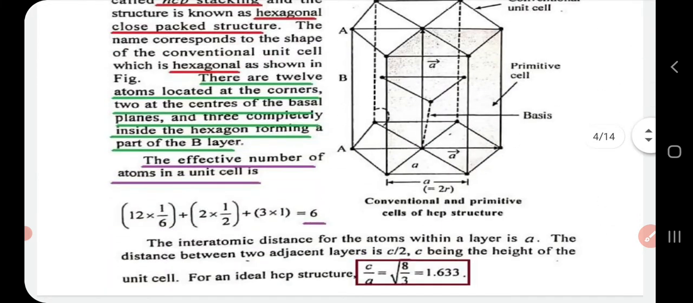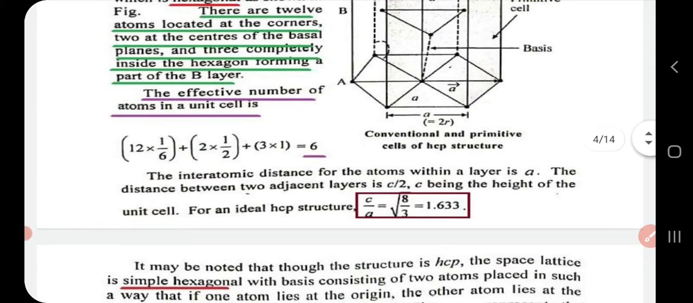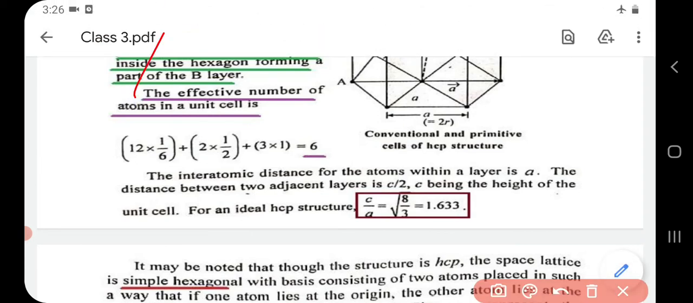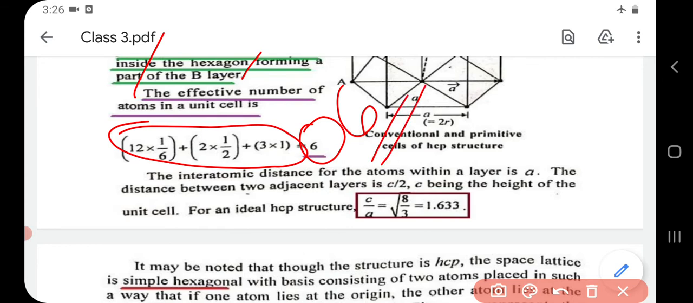Now another number is the effective number of atoms in the unit cell. It is 6. So here it is 12 by 6 because there are 12 atoms located at the corners, as I already told. Then 2 are located at the center of the basal plane and 1 lying completely inside the hexagon. So you will get the effective number of atoms of the unit cell as 6. If you don't remember this, it is enough you write that the effective number of atoms in the unit cell is 6. That is enough.